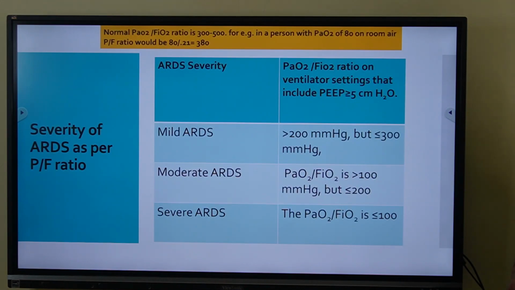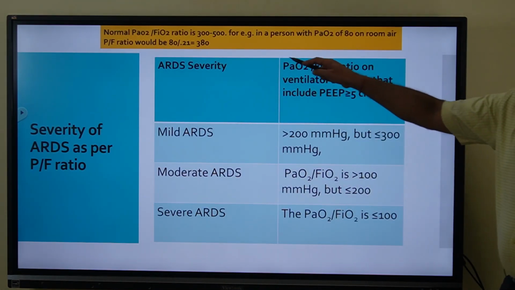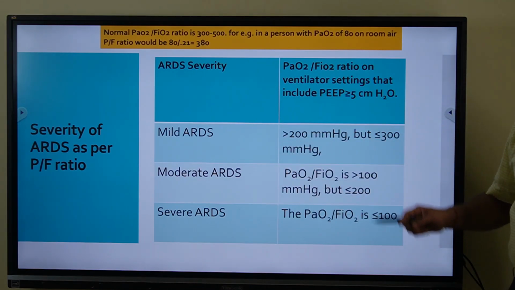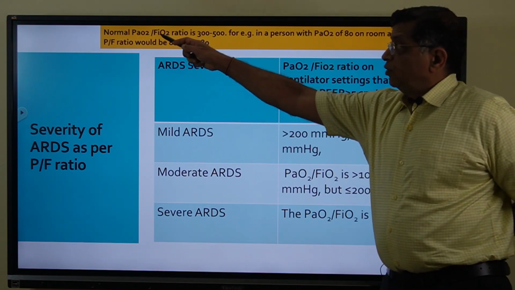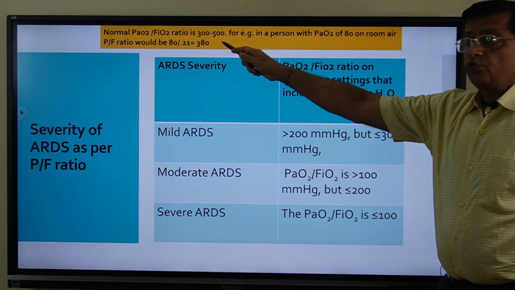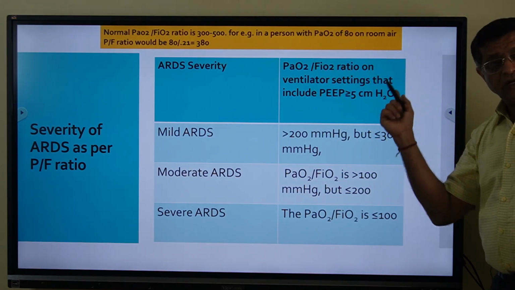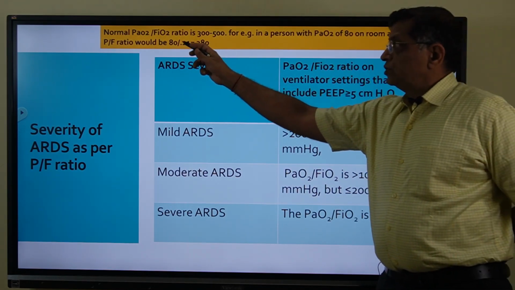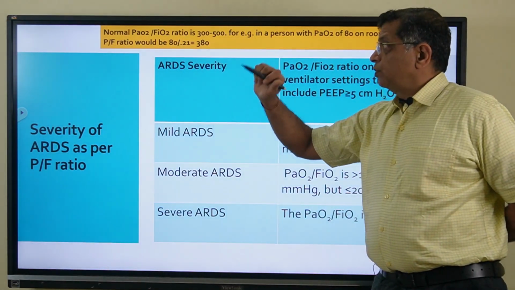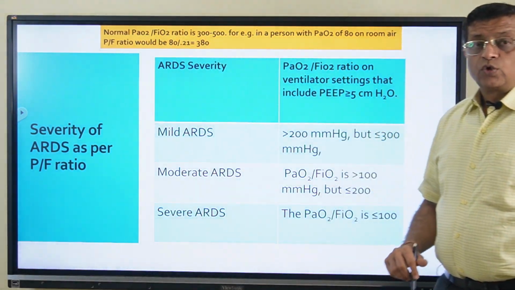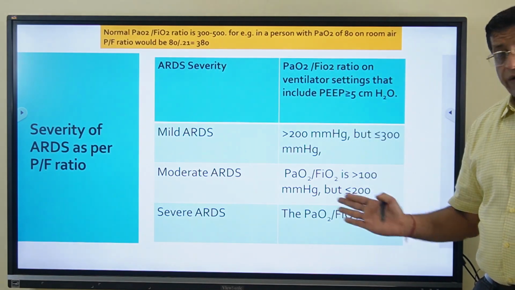So in ARDS, these are the different categories: mild, moderate and severe, depending upon the PaO2/FiO2 ratio. What is a normal PaO2/FiO2 ratio? It is between 300 to 500. For example, in a normal person, the PaO2 is 80 and the FiO2 is 21%, so 0.21. So the ratio is about 380. So the normal ratio is about 300 to 500.